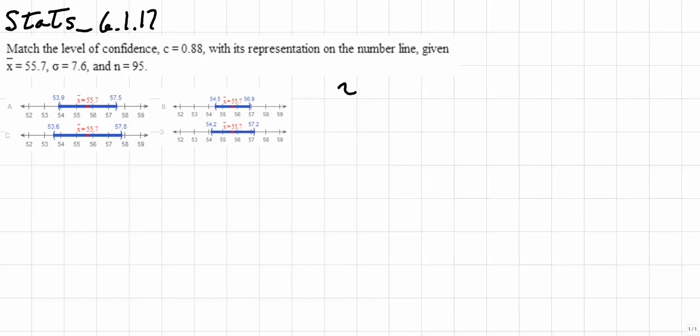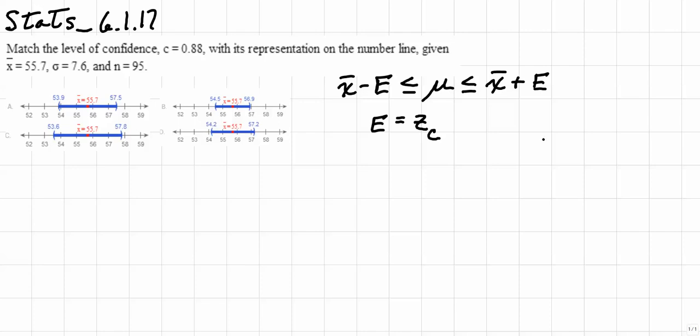We'll have x bar minus our error, and that is going to be less than or equal to the population mean, less than or equal to x bar plus our error. Now remember that error is going to be given by the following formula of z sub c, which is our critical z value, times the standard deviation divided by the square root of n. Now we know what x bar is, we know what sigma is, and we know what n is. Now we need to figure out what z sub c is.